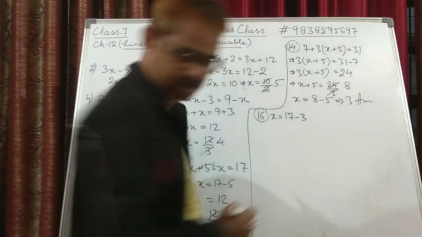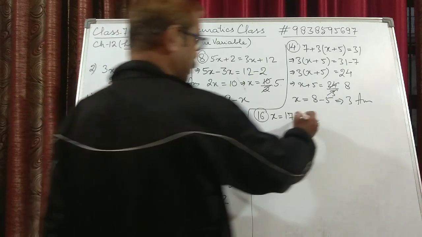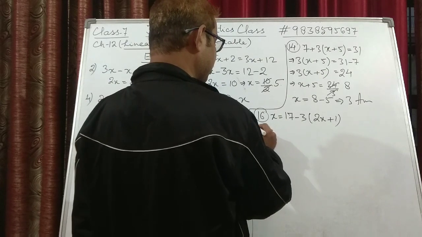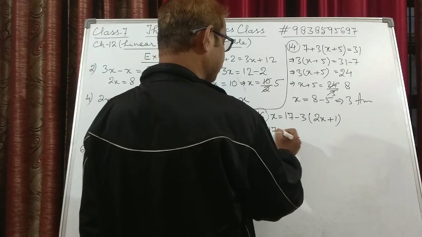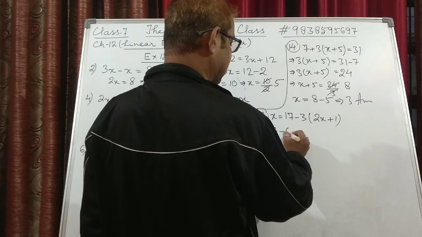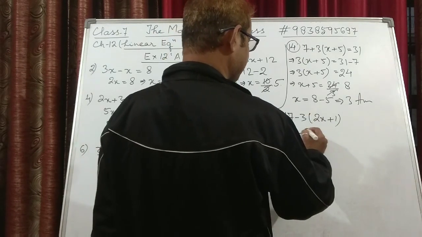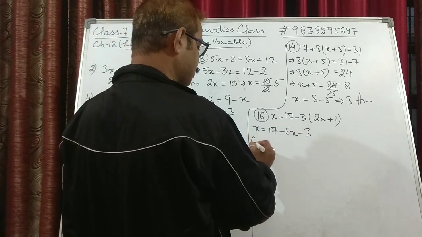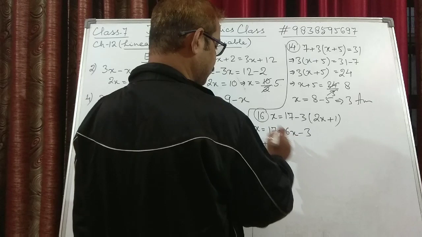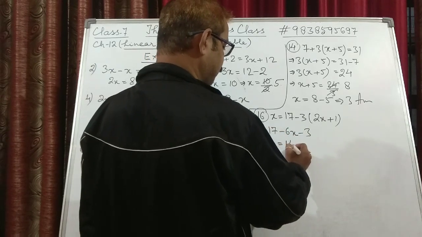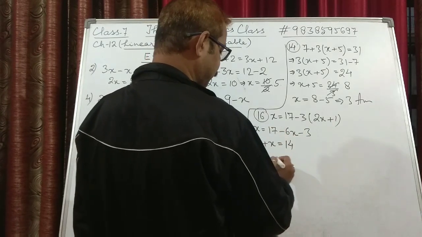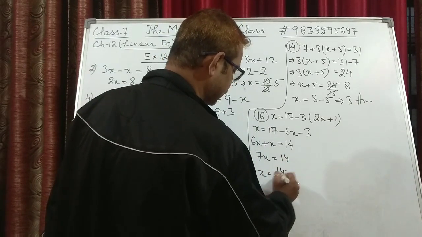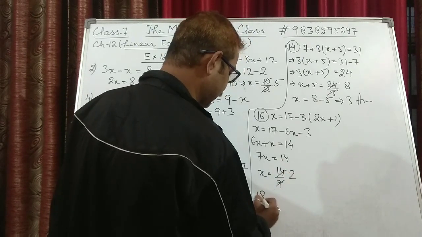x is equal to 17 minus 3 times 2x plus 1. So simple, x is equal to 17 minus, open the bracket, 3 2s are 6, minus 6x, 3 1s are 3, minus 3. Now 6x is negative, comes to the side, becomes positive. So 6x plus x is equal to 17 minus 3 is 14. 6 plus 1 is 7x is equal to 14. So x is equal to 14 upon 7, that is 2, the final value.